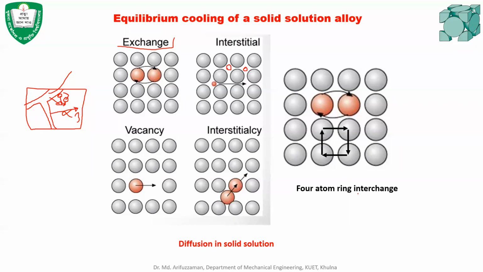And there is another method, which is called 4-atom ring interchange. That means this atom goes there, that atom goes there, and that atom goes there. By this movement, the atoms can be diffused into the solid. So there are 5 methods. All 5 methods can act simultaneously, or maybe one method can act at a time. In most cases, all 5 methods can be seen in solid state diffusion phenomena. Okay, any question?